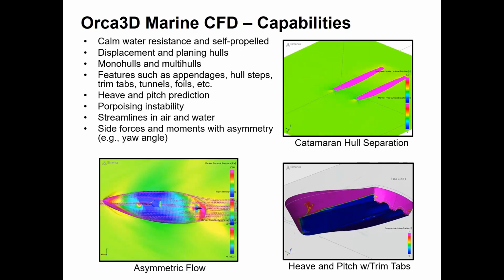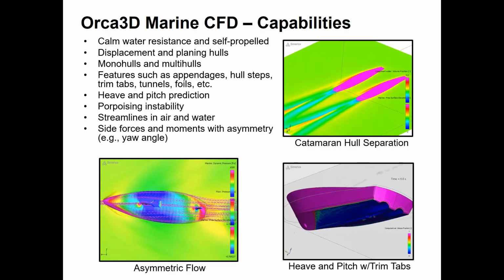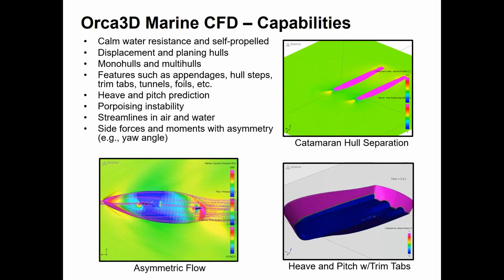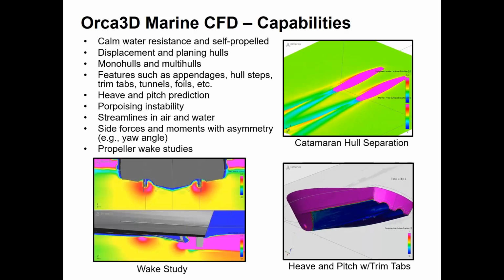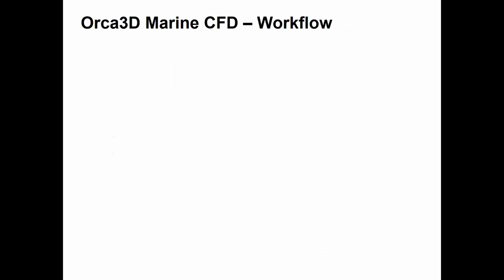You can look at streamlines both in air and in water, and for asymmetric simulations like the one shown at the bottom with a sailboat hull at a yaw angle, you can measure things like side forces and moments. And lastly, wake studies, again as shown in the bottom left, you can analyze inflow into your propeller for wake analysis. So these are all examples of types of analysis you can perform with Orca Marine CFD.